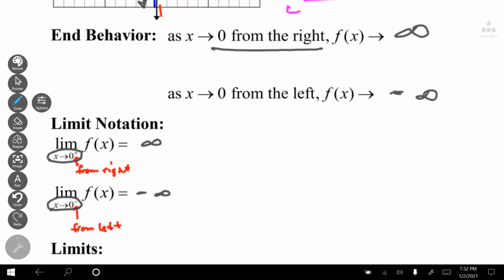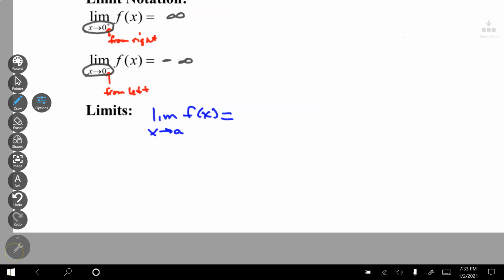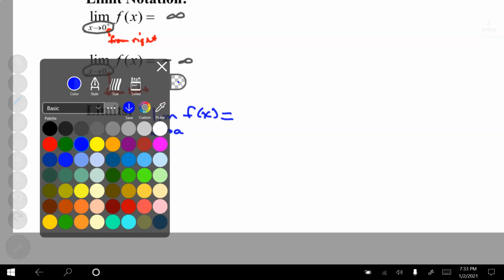Okay, so we have to pay attention to notation. Math people like to write things in shorthand and in notation instead of using all these long words. You know, this is a lot to write compared to this special notation. So this is how we're going to look at limit notation as x approaches a. A is going to be some value. It could be a number, it could be infinity.